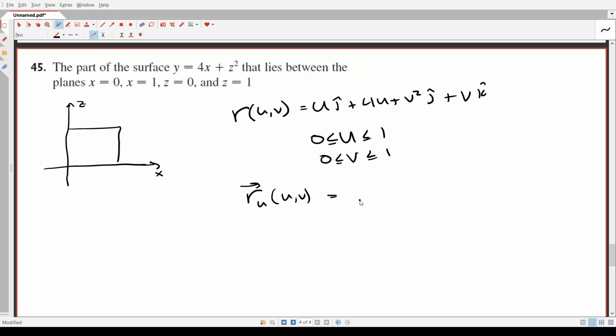So that's going to be, keep the notation, 1i plus 4j plus 0k. And then rv is going to be 0i plus 2v j plus 1k. Okay.